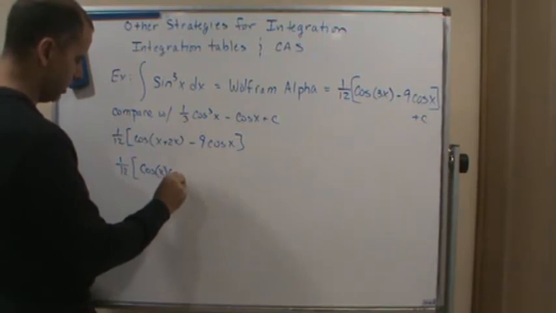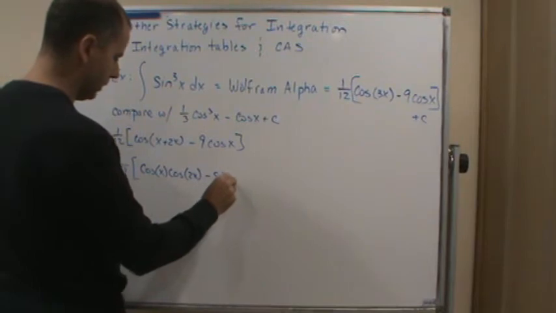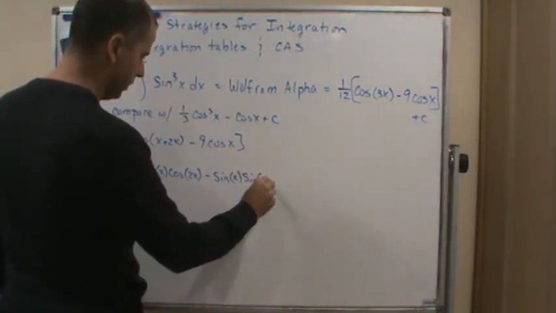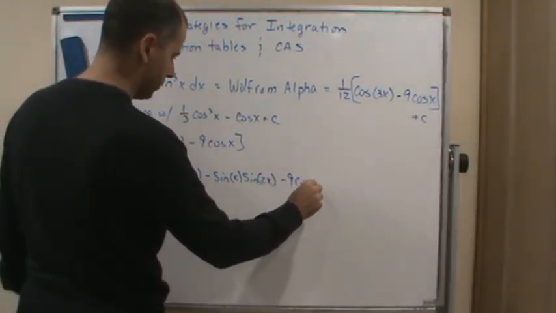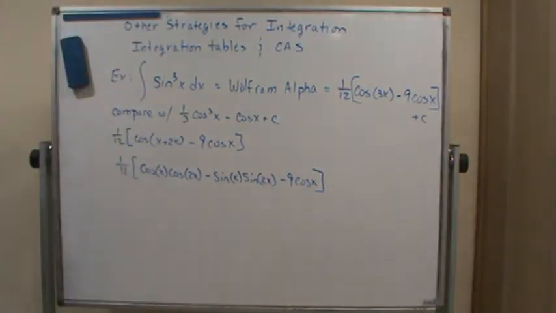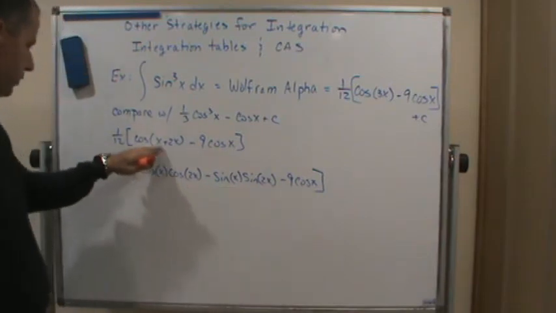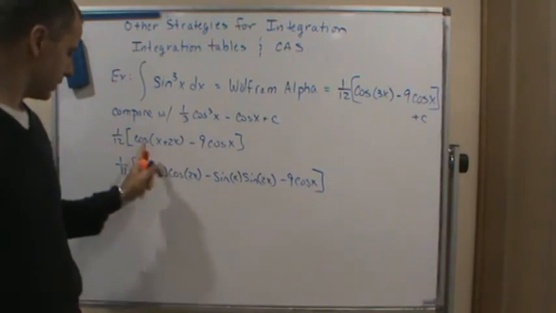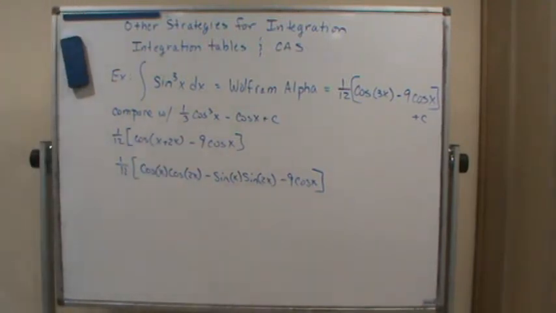cosine x cosine 2x minus sine x sine 2x minus 9 cosine x. Okay, so what I did was I rewrote this as this piece right here using the sum of angles, right? So this is the sum of two angles. So I can use this cosine as this. So that decomposes as that.